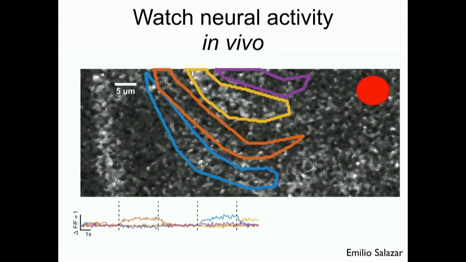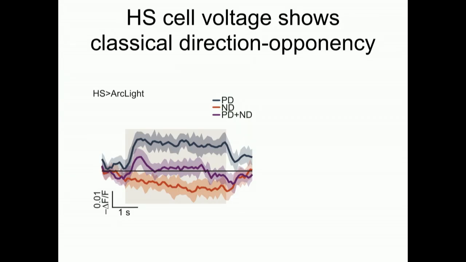So now the goal is to present visual stimuli, use this method to measure activity in HS and T4 and T5, and try to understand the computations that these neurons are invoking in order to get their responses. The first thing we did was measure from HS, which is a cell that's been really well characterized historically in big flies and in Drosophila, and it's known to be the second order direction selective cell that shows classical opponency. So we expressed ArcLight. This is a membrane-bound engineered protein that fluoresces more brightly when the neuron hyperpolarizes.